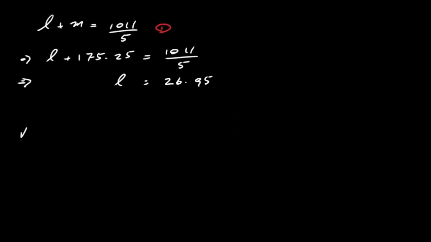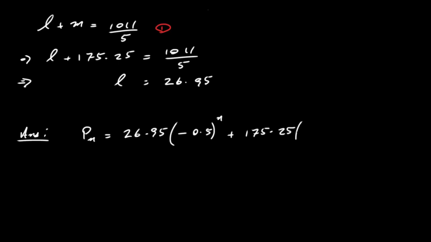So now I can substitute m and L into our solution. So our answer then, if you like, is Pn is equal to 26.95, that was the L that we just worked out, minus, I'm going to use decimals here instead of fractions, so it's 0.5 to the power of n, plus 175.25 times 1.5 to the power of n, and then minus 3.2 times 2 to the power of n. And that's it for this part.